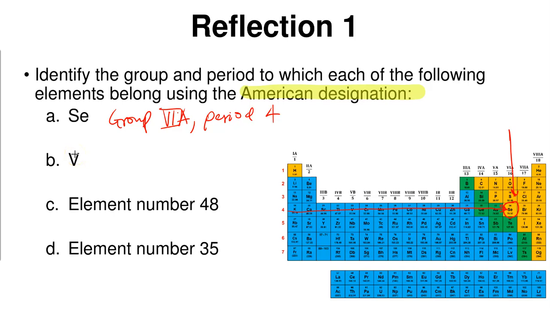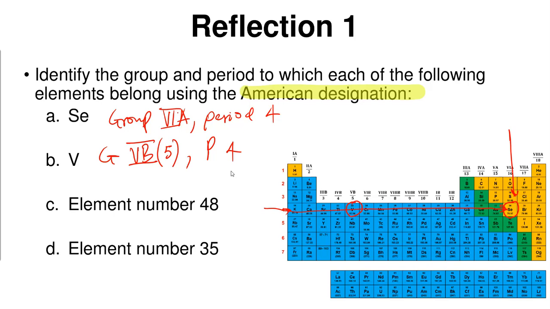Let's look at V. V is vanadium. Vanadium is element number 23, of course. So it's located where? Again, period 4. Look at it, this is period 4 here. Period 4 and group what? Group 5B, which is normal group 5, if you want to put that in brackets. And then the period is period 4 as well.